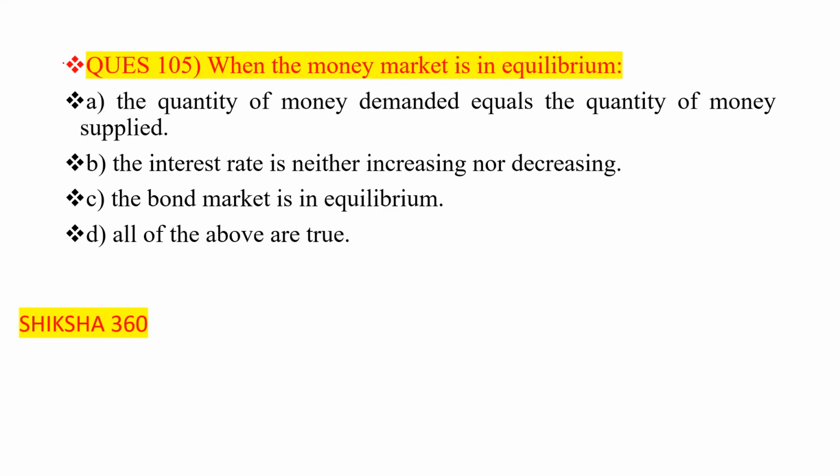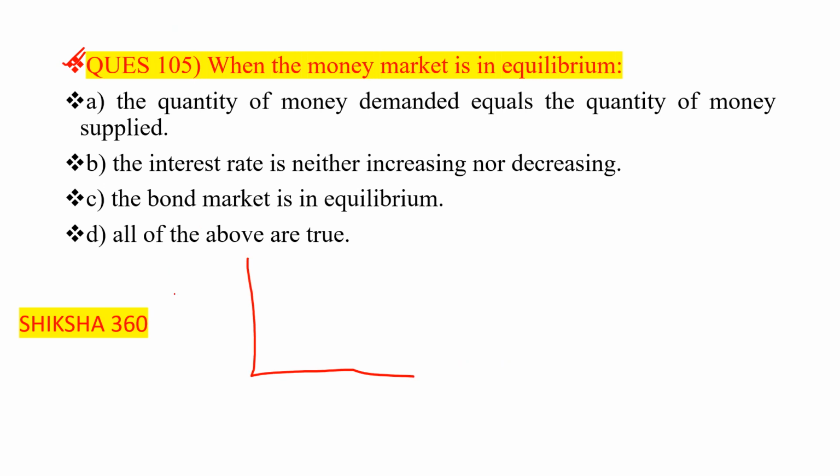Question number 105 is on your screen now. It says that when the money market is in equilibrium, what happens? So let's draw a diagram. What is the meaning of money market equilibrium?